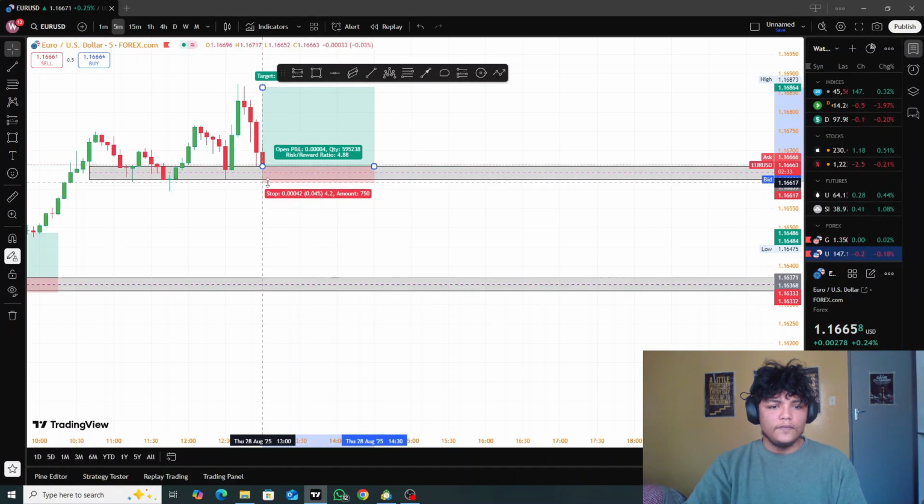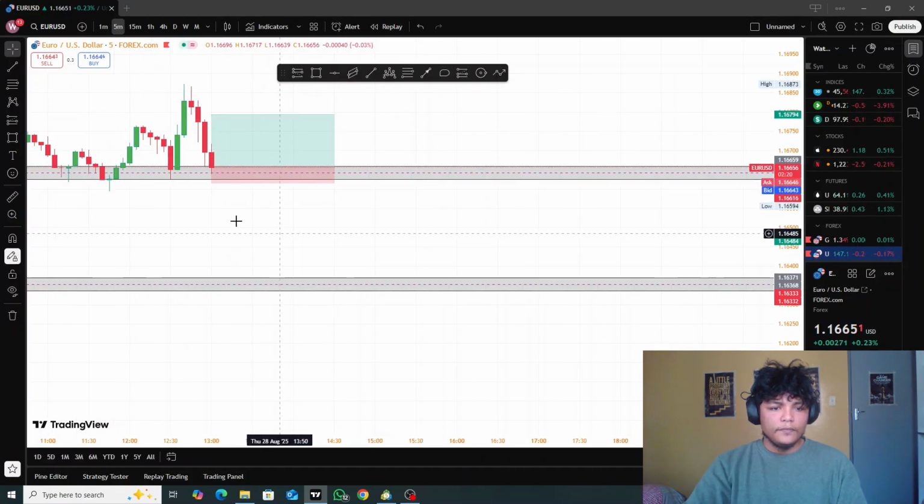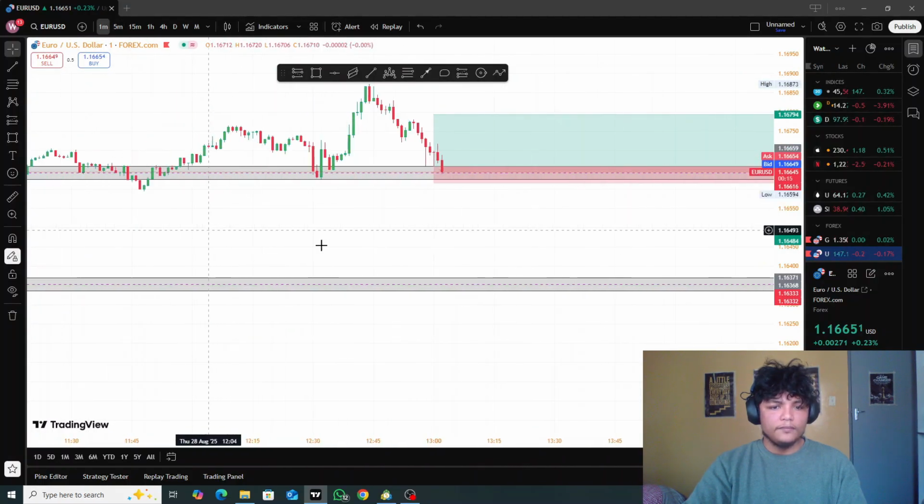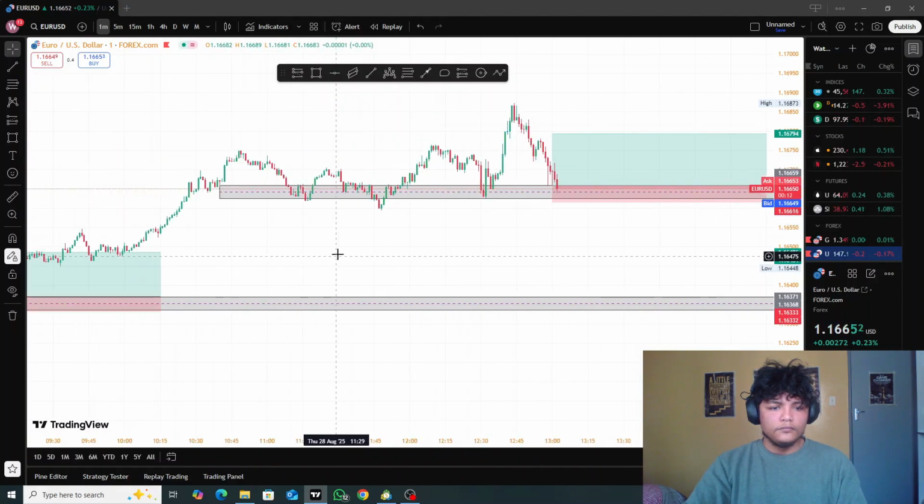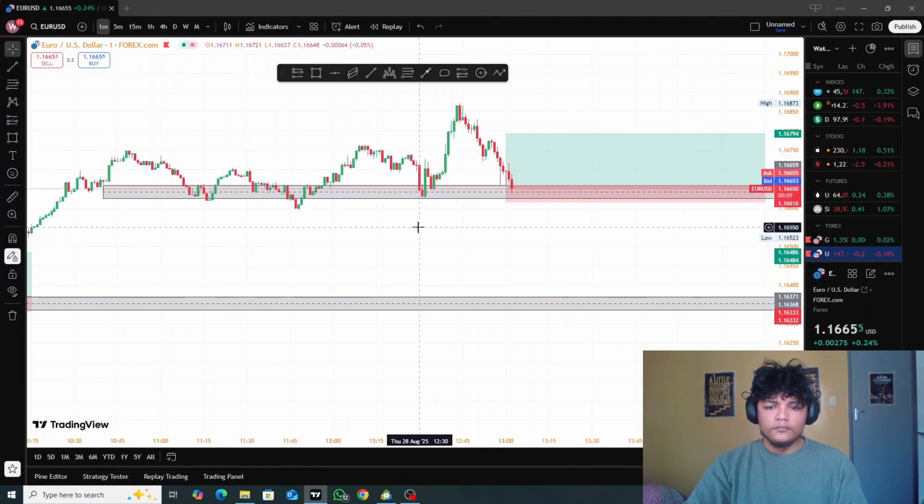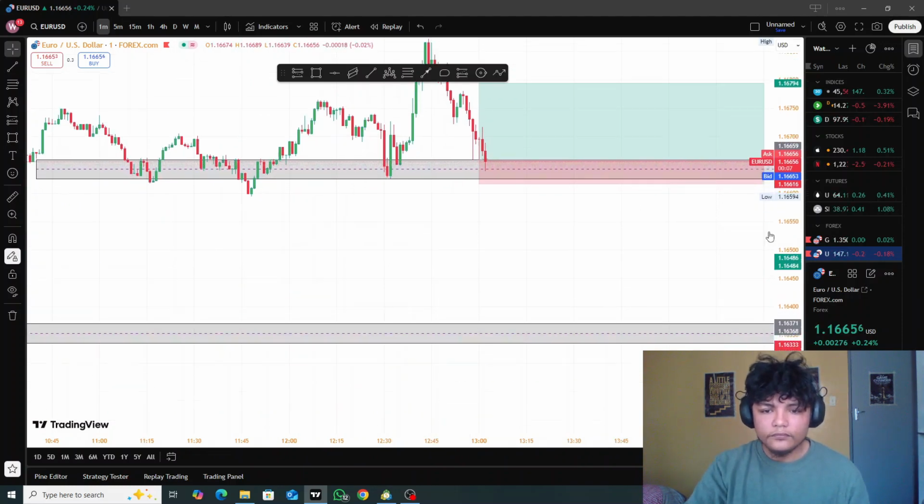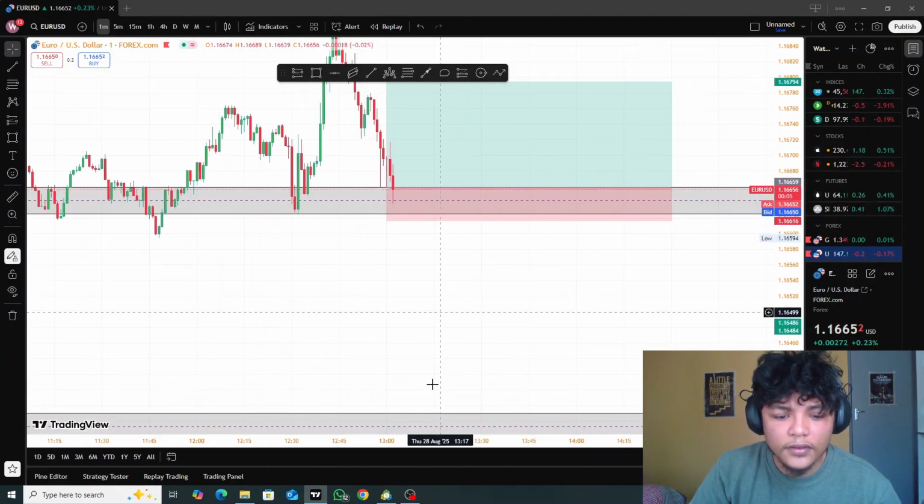You know what I'm feeling? 1 to 3 risk to reward ratio. There we go, it just entered. It's now at the support level. So let's see what's happening on the 1 minute.